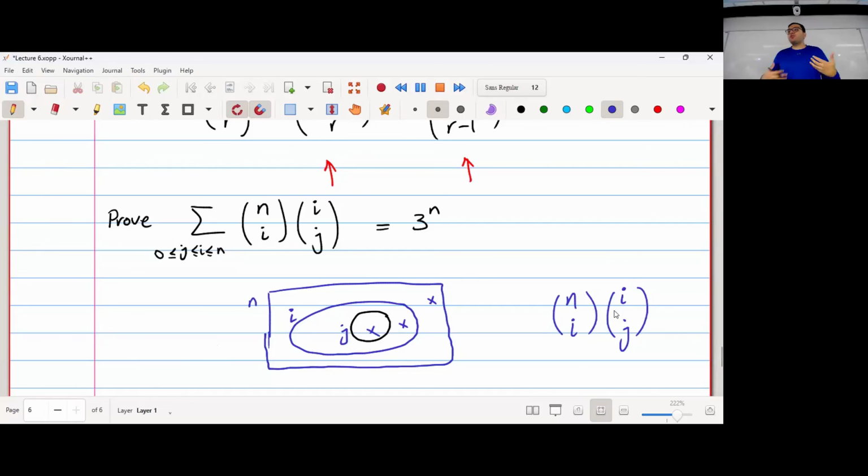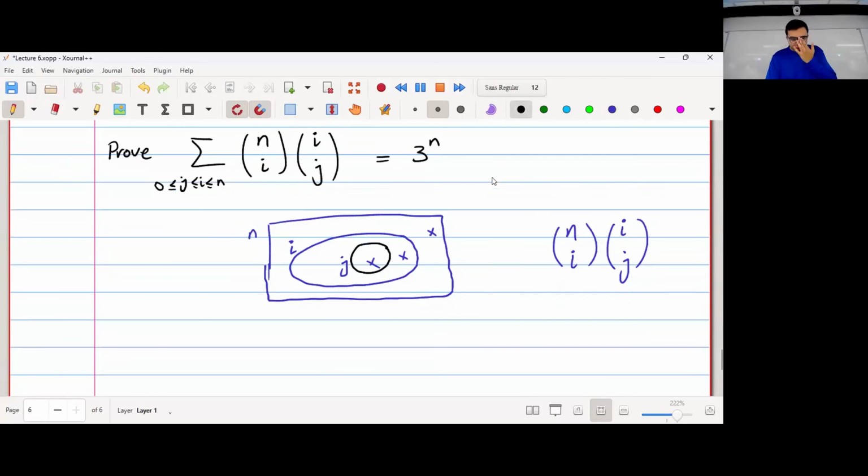But now I was doing casework. I was saying consider all the possible cases. So I have to consider all the possible values of i and j as long as j is less than or equal to i. And that's exactly what this sum is doing. It's summing over all values of j and i where j is less than or equal to i. So this is equal to this. But I can also say something else which is very similar. I can take the same 3 to the power of n, and I can say that this is the sum over i from 0 to n of n choose i times 2 to the power of i.